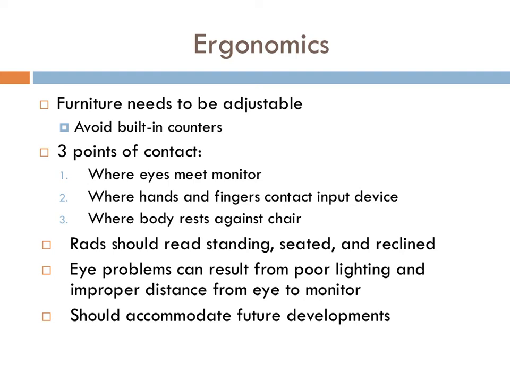Keep in mind 3 points of contact when designing a reading room. They are where the eyes meet the monitor, where the hands and fingers contact the input device, like the keyboard, and where the body rests against the chair. Radiologists should consider reading in a combination of positions such as standing, seated, and reclining. Eye problems can result from poor lighting and improper distance from eye to monitor. And the room should accommodate future developments, such as projecting images onto a wall or surface or another monitor.